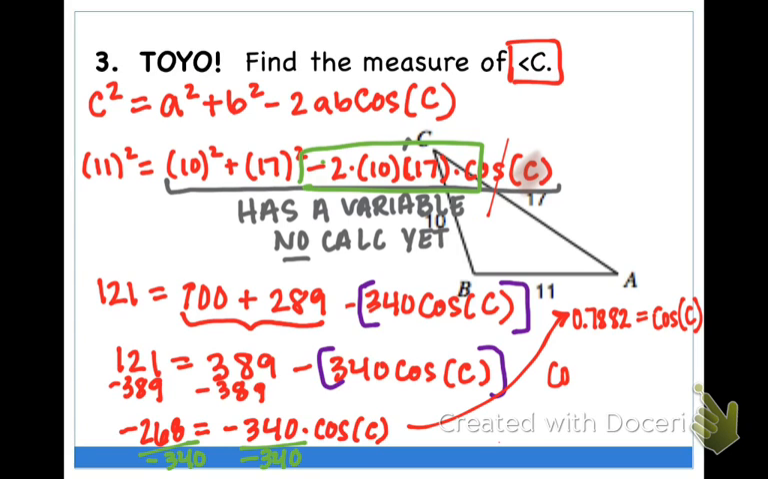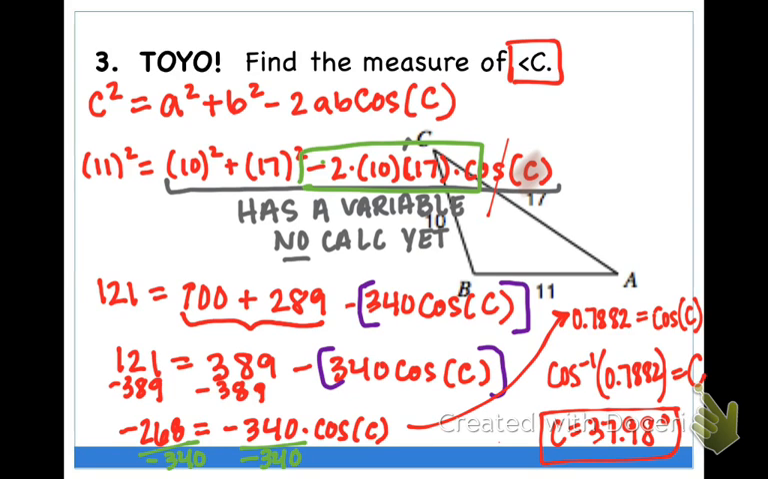So the way we do that is we're going to use our cosine inverse of 0.7882. That's going to give me angle C. So if I do cosine inverse of that wonderful decimal, we should get that angle C is 37.98 degrees.